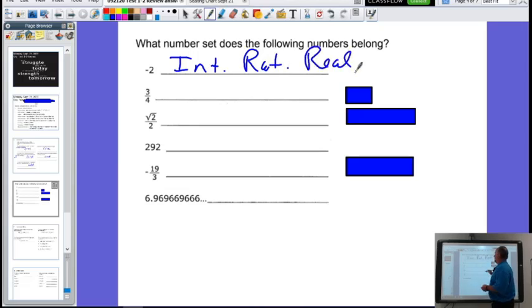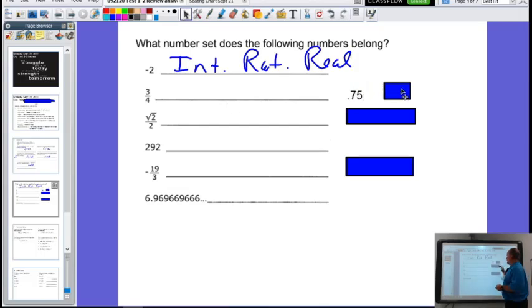Okay, now 3/4, what you have to do is type that into the calculator, and if you do, you get 0.75. So that means you have a decimal part. So that means it starts at rational. Okay, it's not going to be one of the others. It's going to start at rational. Okay, and then it would be real.